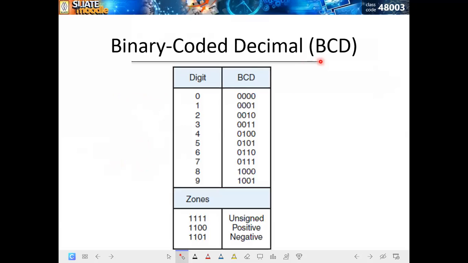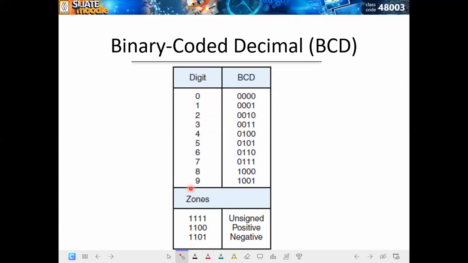BCD, binary coded decimal, right? It's really easy, students. How you can represent numbers in binary coded decimal. This is the way. If you want to represent a decimal number, any kind of decimal number, we need these numbers from 0 to 9, right? 10 different notations are there to represent a decimal number.